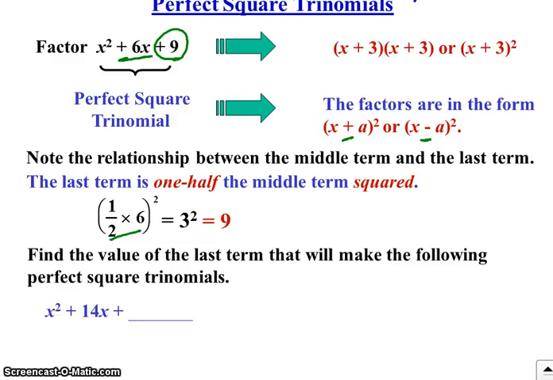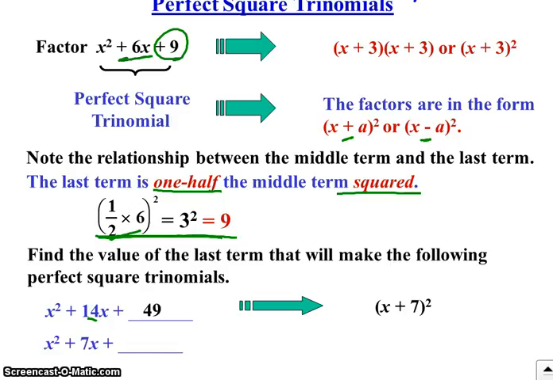So what value can I add to this x squared plus 14x to make it a perfect square trinomial? Well, recall this relationship. Take half the middle term and square it. So half of 14 is 7. 7 squared is 49, so I'm going to add 49. And if I factor that, I get x plus 7 all squared. Let's try the next one. Half of 7 would be 7 halves. You square 7 halves, you get 49 quarters. And if you factor that, you get x plus 7 halves all squared.